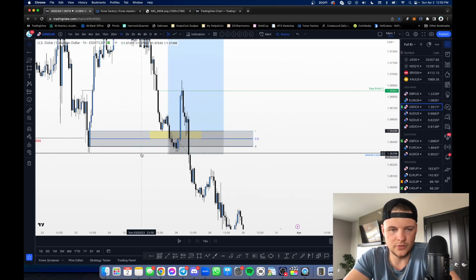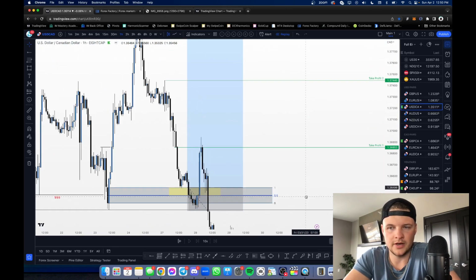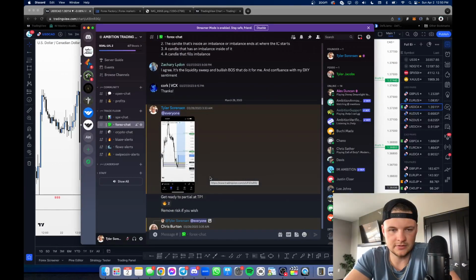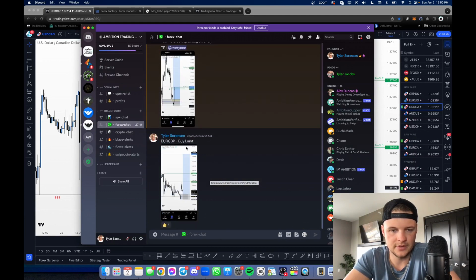And then after this weekly low got taken, it still never came back. Price just kept dropping, right? So that was USD CAD. And just to show you guys, USD CAD playing out in the Discord, keeping everybody updated. TP1, 33 to 40 pips, depending on your entry.